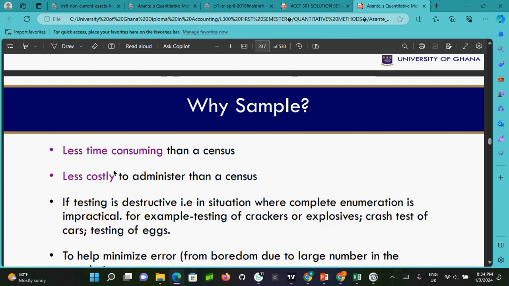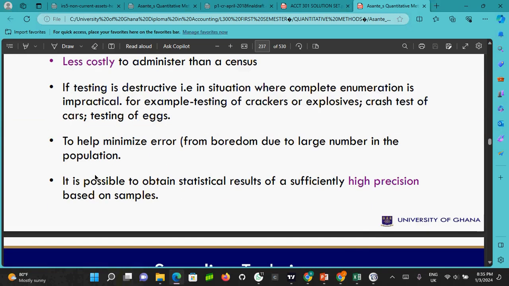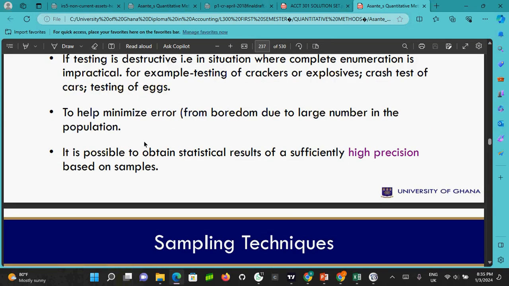So why are we using samples? Using samples is less time consuming than using the whole population, and it also costs less to administer. And if testing is destructive, that is a situation where complete enumeration is impractical. For example, testing for crackers or explosives, crash tests of cars, and testing eggs. So using samples is better than using a whole population when testing those kinds of destructive items. It also helps minimize error from boredom due to large numbers.